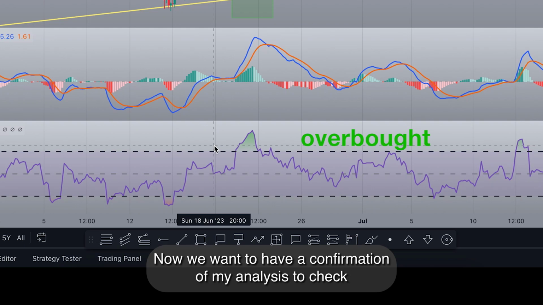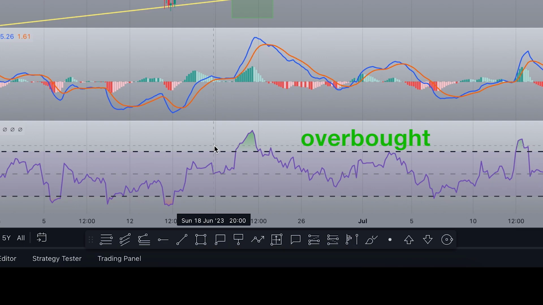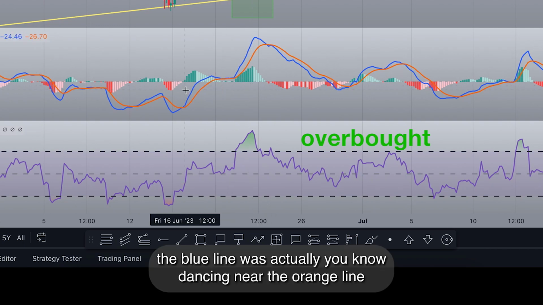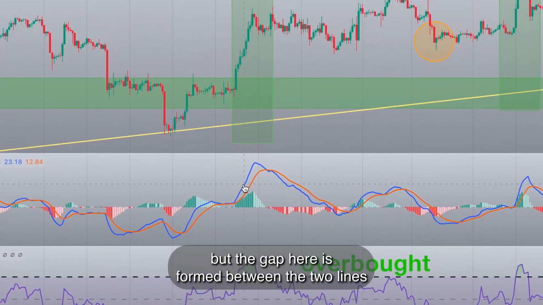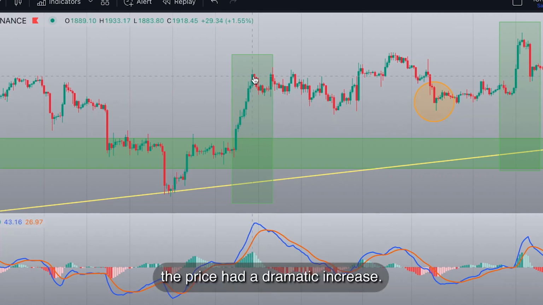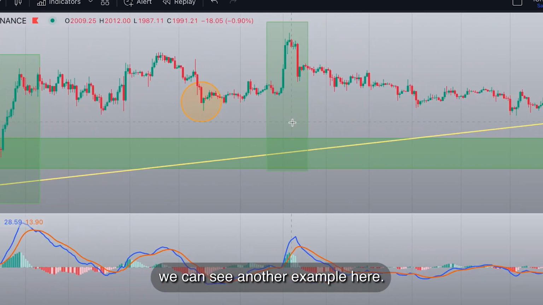Now we want to have a confirmation of my analysis to check whether it is really overbought or there is a flaw in my analysis. Coming up to the MACD here, we can see before this rise, the blue line was actually dancing near the orange line. But the gap here is formed between the two lines. And we can see that the price had a dramatic increase. If we move a little bit forward, we can see another example here.